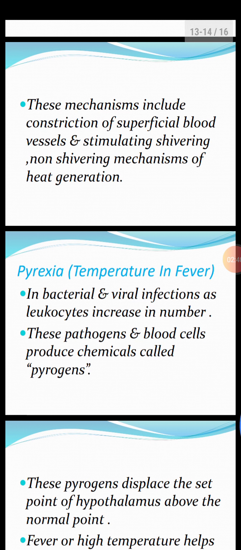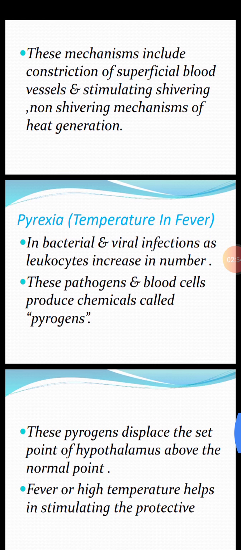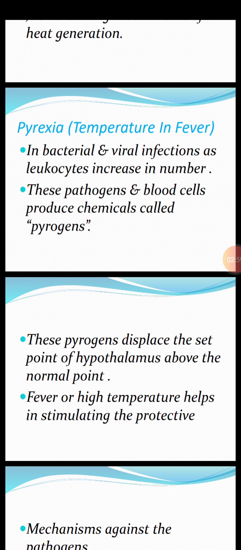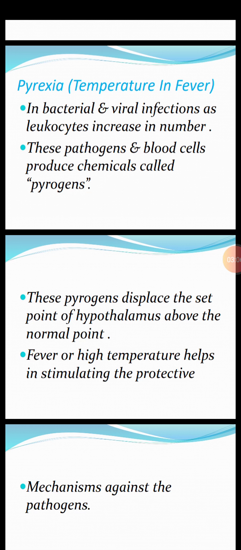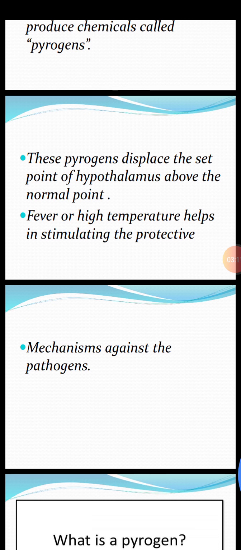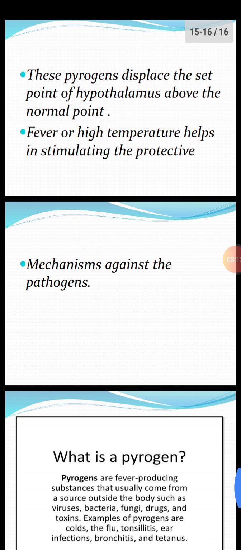In bacterial and viral infections, leukocytes, as you know, these are white blood cells, increase in number. The pathogens which cause diseases, and blood cells produce some chemicals, and these chemical substances are called pyrogens. These pyrogens displace the set point of the hypothalamus above the normal point, that is high temperature. Fever or high temperature helps in stimulating or starting the protective mechanisms against these pathogens or disease-causing organisms.